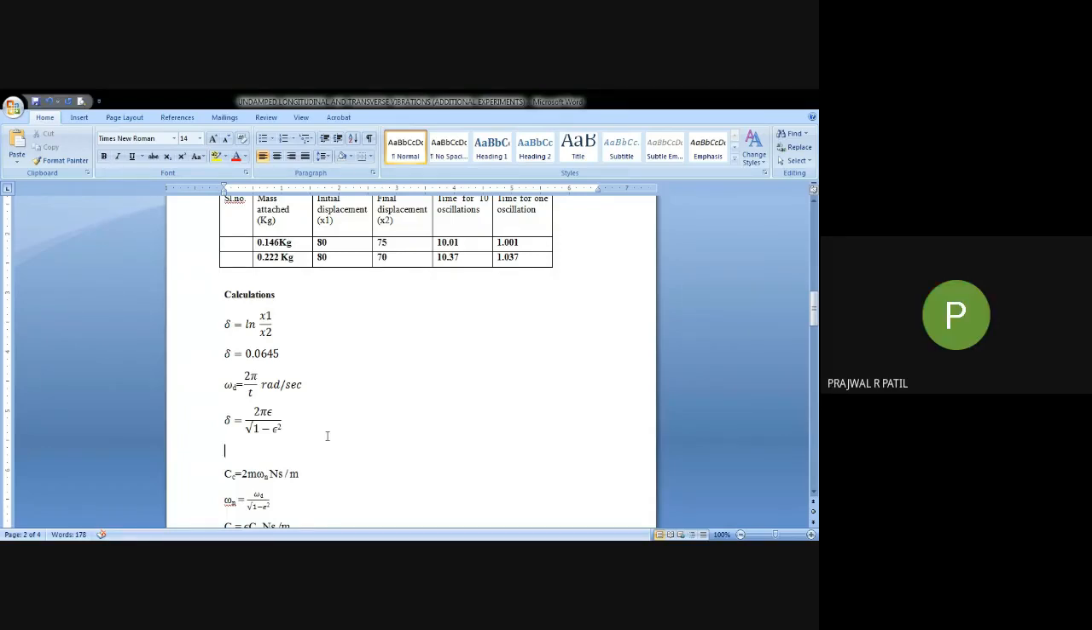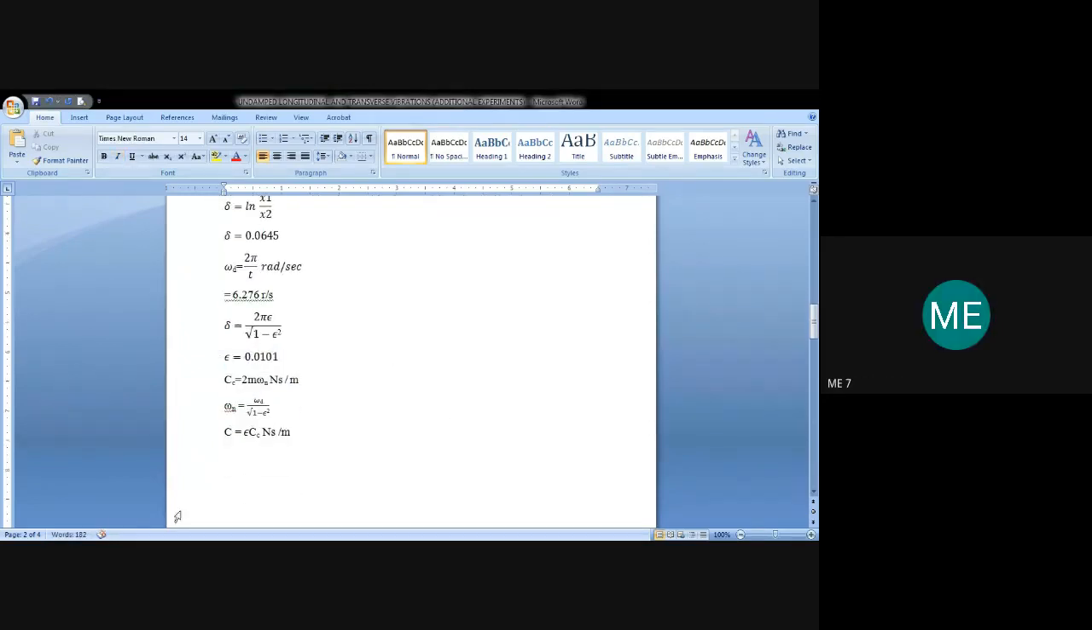And omega is 6.276. What is that? Omega d. Omega d is 6.276 for the first one, and for the second one it is 6.059. Okay, what is the value of epsilon? Epsilon for the first one is 0.0101. Yeah, that's correct. I got 0.0102, so 0.0101. And CC is?